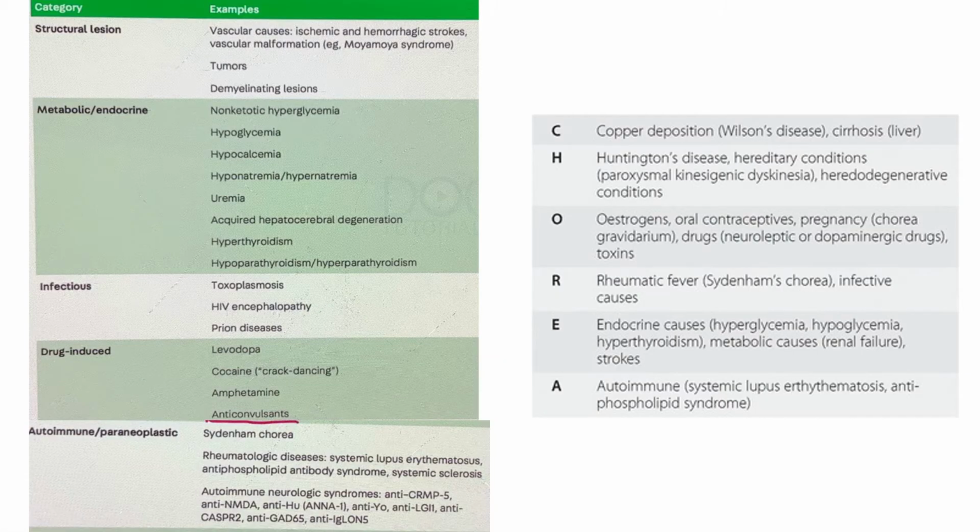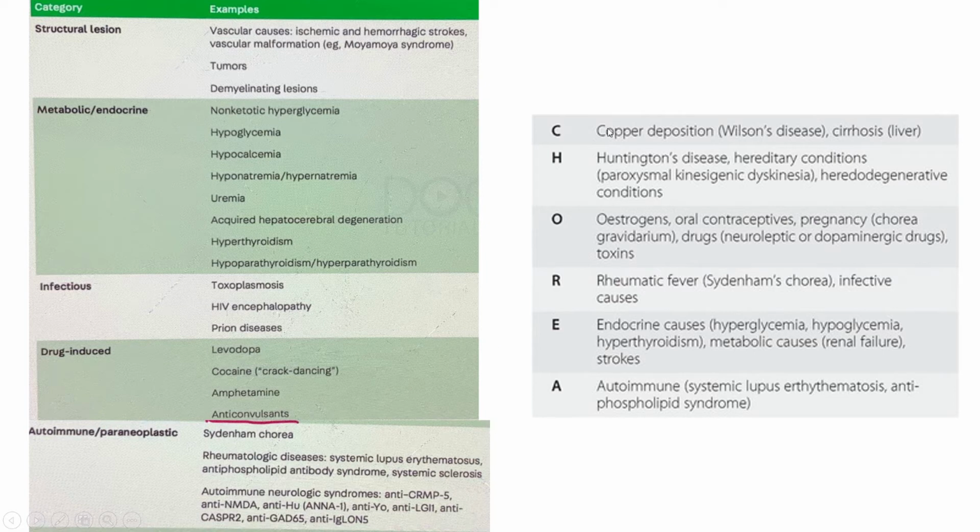The following table gives us an exhaustive list of etiology of chorea. These can be structural lesions, which can include vascular causes, tumors or demyelinating lesions. These can be metabolic or endocrinal causes, for example, non-ketotic hyperglycemia, hypocalcemia, hyponatremia or hypernatremia. Uremia can also result in a choreiform disorder, as can acquired hepatocerebral degeneration, hyperthyroidism, and hypo- or hyperparathyroidism. Infectious causes can also be present, for example, toxoplasmosis, HIV encephalopathy, and prion diseases. Drug-induced causes are very important, like levodopa, cocaine, amphetamine, and anticonvulsants. Autoimmune causes are also important, for example, Sydenham's chorea, rheumatological diseases like SLE, APLA, and systemic sclerosis, while autoimmune neurological syndromes are also present.